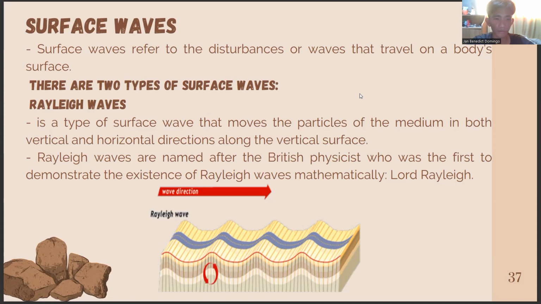Rayleigh waves are a type of surface wave that moves the particles of the medium in both vertical and horizontal directions along the vertical surface. Rayleigh waves are named after the British physicist who was the first to demonstrate the existence of Rayleigh waves mathematically, and he is Lord Rayleigh.